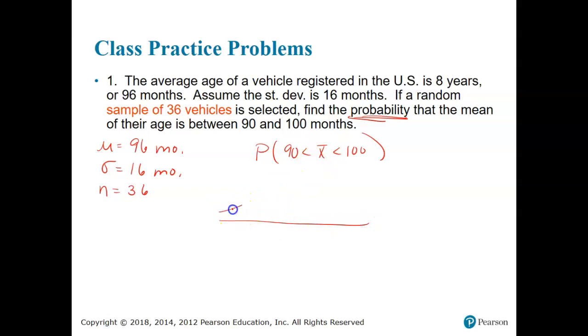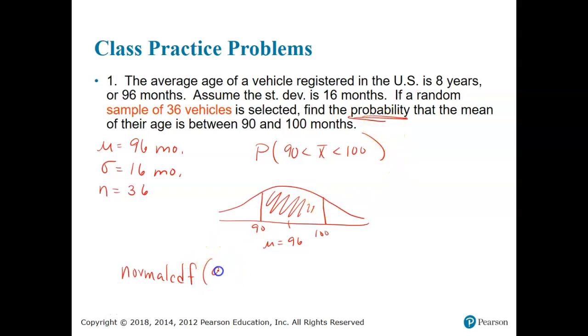So when I sketch this one out, my mean is going to be here at 96. So I'm going to go from 90 to 100. I'm looking for this probability in here. So this is going to be a normal CDF because it's a probability problem. From 90 to 100, the mean is 96. Standard deviation is 16. So I get 0.2449.